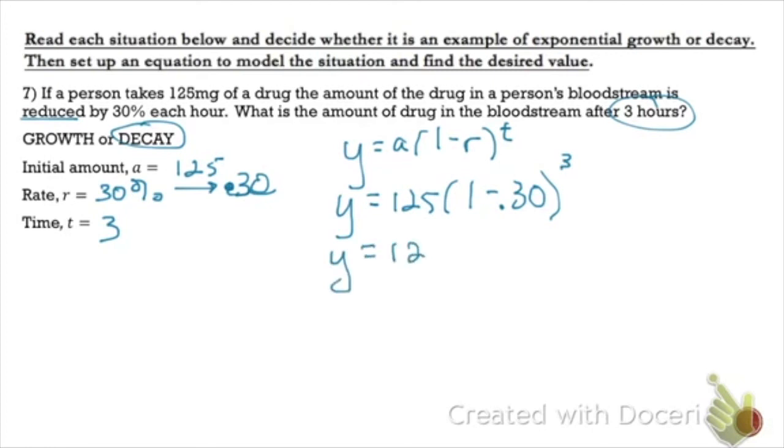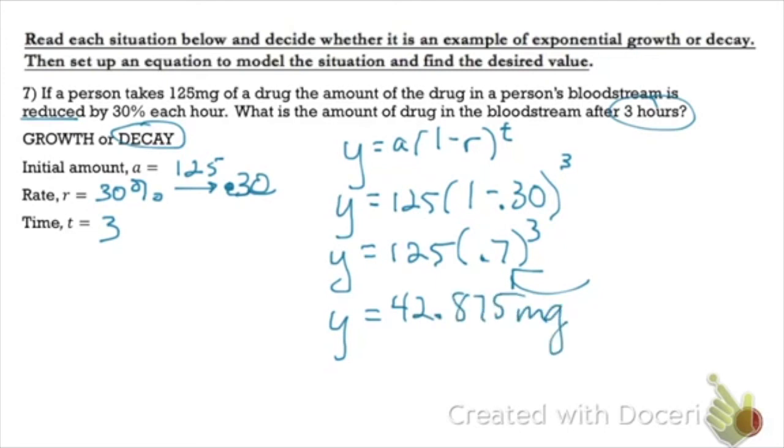So do what's inside parentheses first. Now notice before you put it on your calculator, see how you have a number that's less than 1 because we subtracted that rate from it, and this is a decay situation. So raise that to the 3rd power, take it times 125, and you should get 42.875 milligrams. So it should be considerably less because it's decreasing.